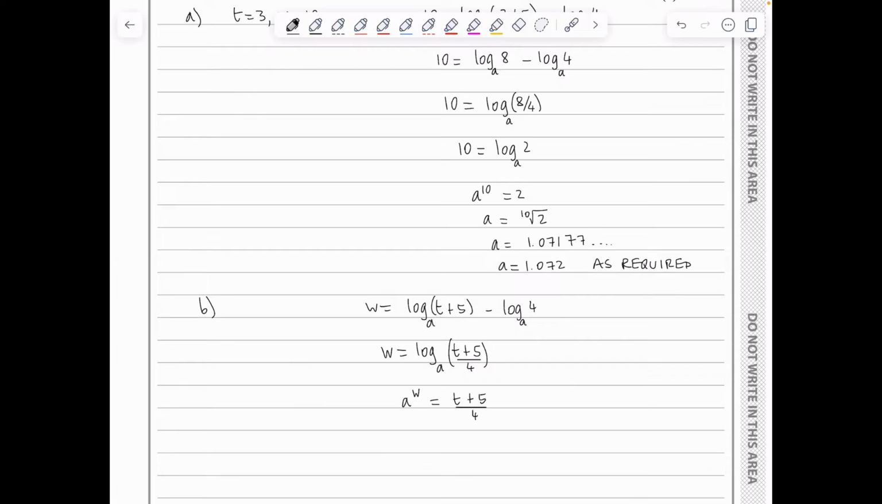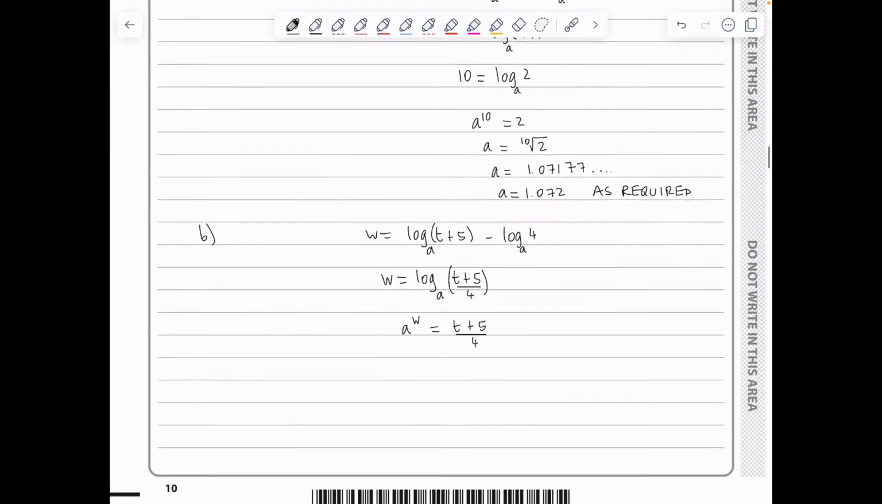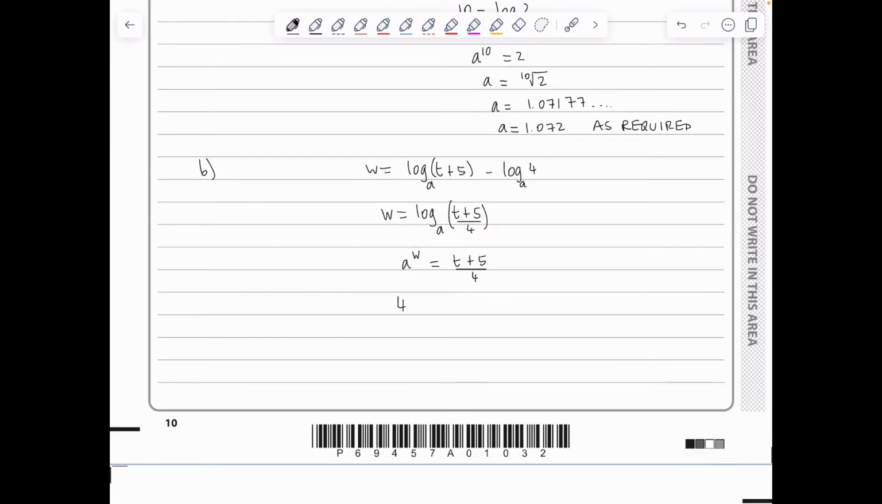Remember, we're trying to get an expression for the model for T in terms of W, so we need to make T the subject of the formula here. So I will cross multiply to get 4A to the W is T plus 5, leading to 4A to the W minus 5 is equal to T, and therefore 4 times 1.072 to the W minus 5 is equal to T.